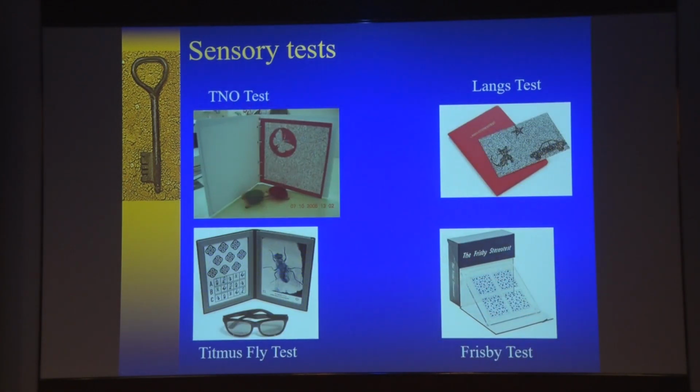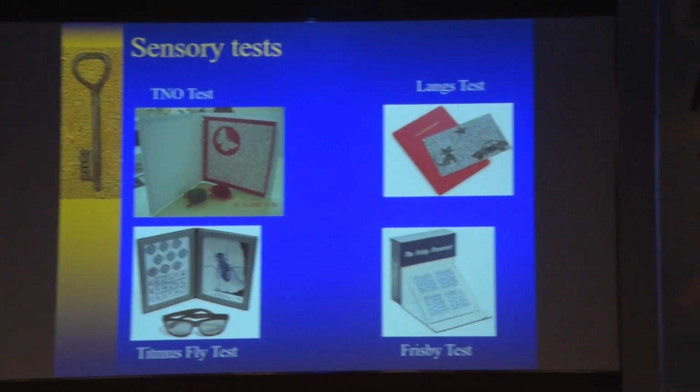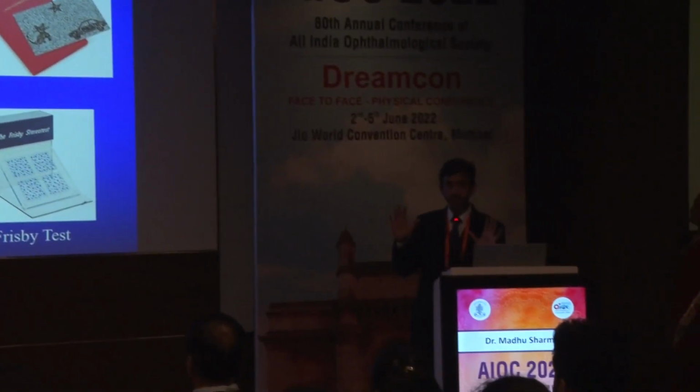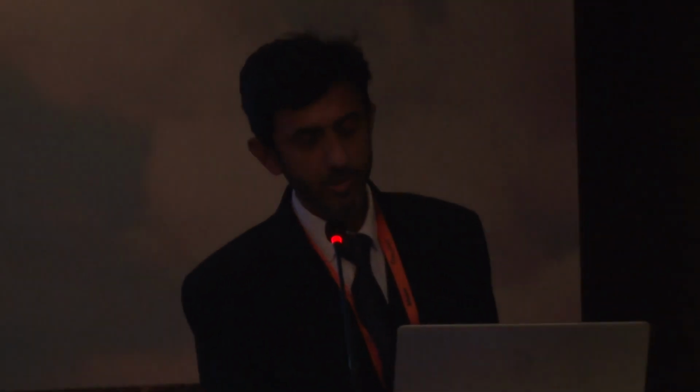So these are the sensory tests, and I'm just going to say one thing. If you have to get one, get this one in the top left corner. It has no monocular clues, and that's why that's probably the best one to have, if you have to get one. Okay, thank you.